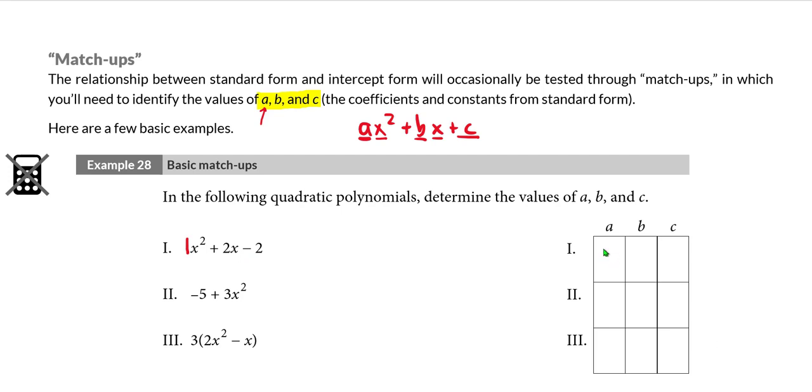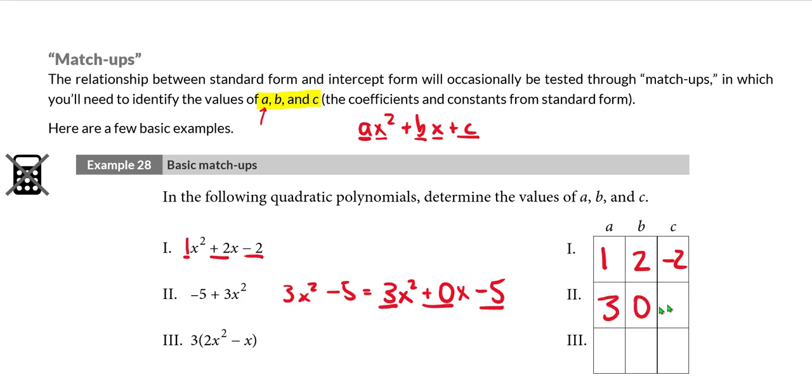So A in Roman numeral 1 here is 1, B is 2, and C is negative 2. You have your A, you have your B, and you have your C. In Roman numeral 2 here, I'm just going to quickly rearrange these two terms, and then just for clarity's sake, I'm going to write this like this, but I'm going to make that look more like an X. And now I should be able to see I've got my A, I've got my B, I've got my C. So I have 3, 0, and negative 5.